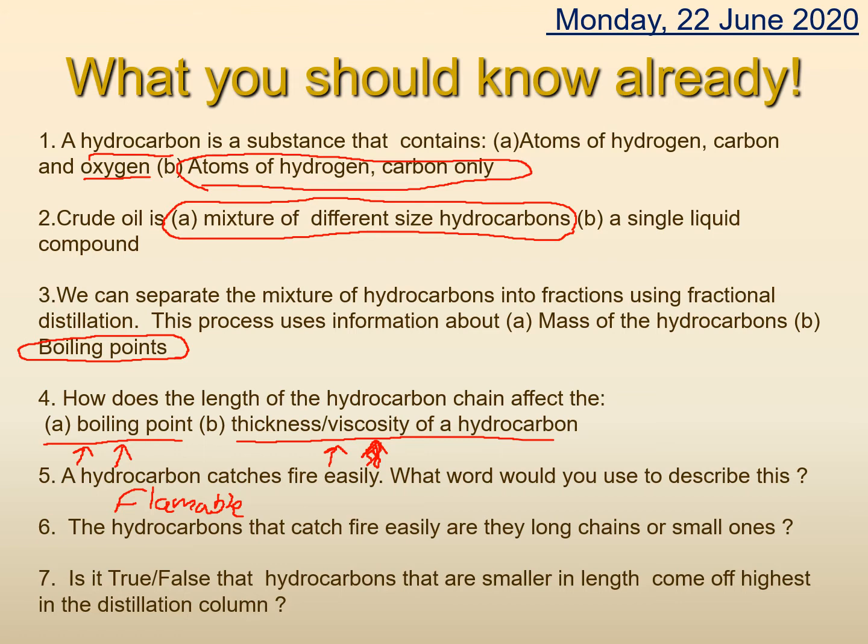6. Hydrocarbons that catch fire easily are the long chains or the short ones? They are the short ones. Short ones are the most flammable. The short chains, of course, are more volatile, with weaker intermolecular forces, so much more readily able to burn.